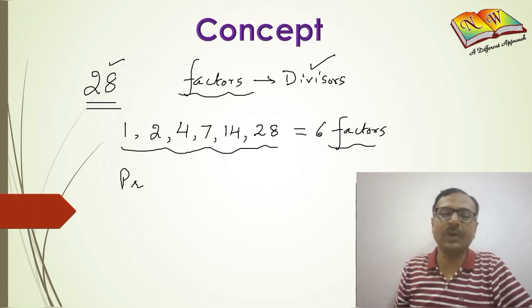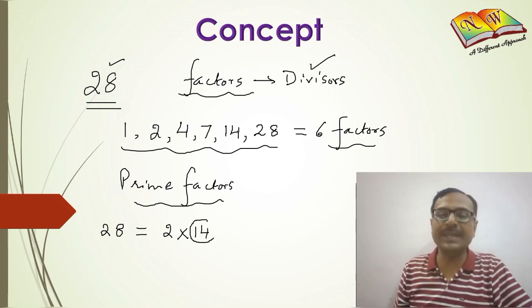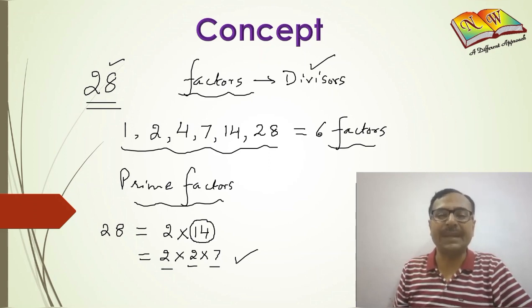But if we are talking about prime factors, the prime factors of a number contain only prime numbers and it is a product of primes. So 28 is divisible by 2, which is a prime number, and 2 can be multiplied by 14 to give you 28. But see, 14 is not a prime number. So we can break it further and write it as 2 times 7. And now 2, 2 and 7 are all prime. And therefore 2 times 2 times 7 is called the prime factorization of 28.